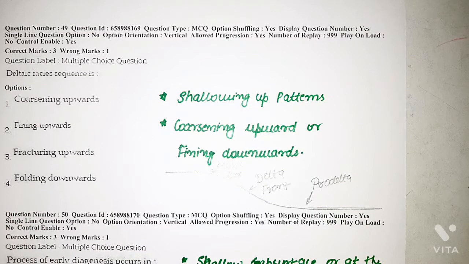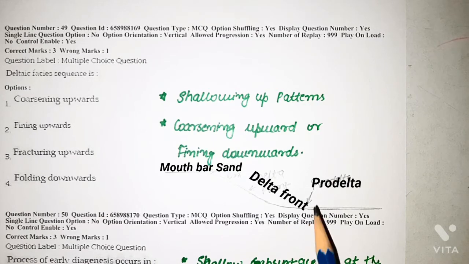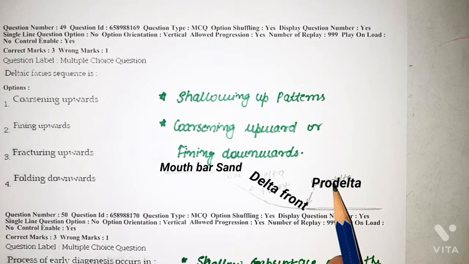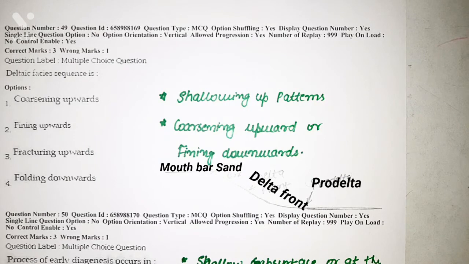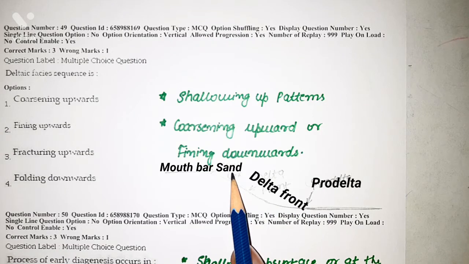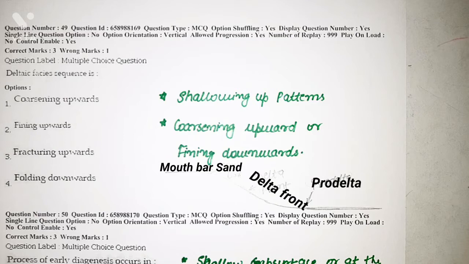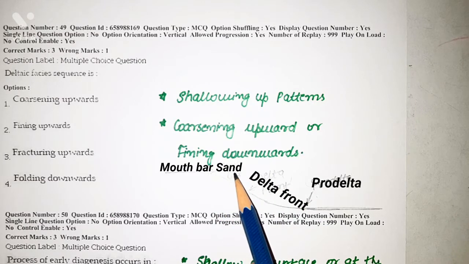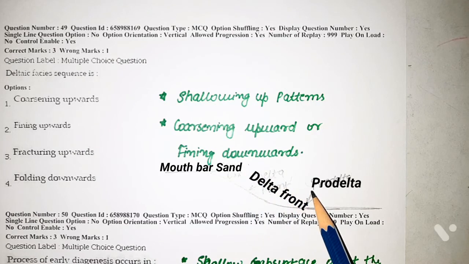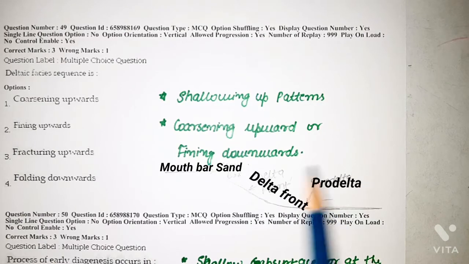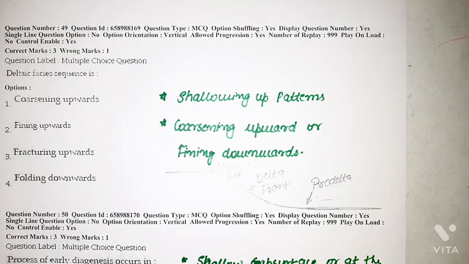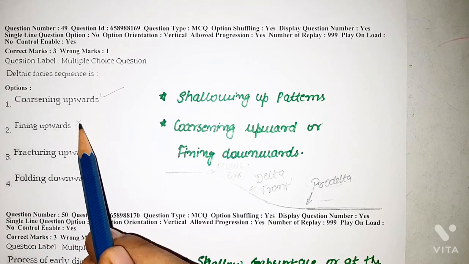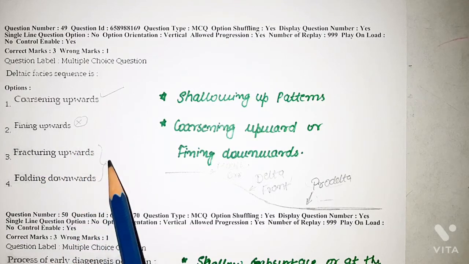Next question says deltaic facies sequence is what? Deltaic facies shows progradation, that is, deposition of sediment from deeper, the prodelta, to shallower, the mouth bar. The succession shows a shallowing-up pattern, in which the deepest water facies is prodelta deposits, having the finest grain. It is followed by delta front, then by the shallowest water facies, mouth bars, which are typically sandy or even gravelly. So the deltaic facies sequence is coarsening upward, from finer particles in prodelta to coarser particles in the mouth bar. The correct answer will be coarsening upwards. Fining upwards is not the correct condition for deltaic facies sequence, and fracturing upwards and folding upwards are totally out of context.